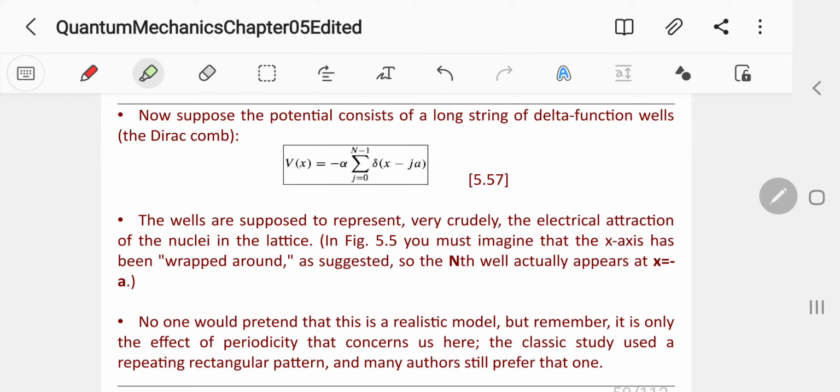Now, for example, if you have a potential consisting of a long string of delta function wells, which is the Dirac comb, your potential will look like this. You have a summation of Dirac deltas. The Dirac delta wells are the teeth of the comb, and they represent the electrical attraction of the nuclei in the lattice.